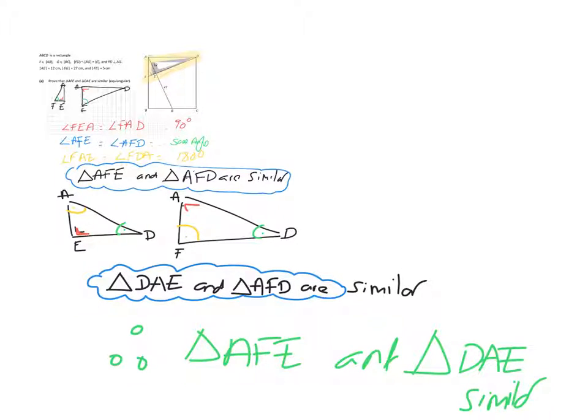In your test, a lot of people started straight into figuring out were these two similar to each other, and they weren't. You couldn't find it that way. So what you needed to do was prove that this triangle was similar to the big triangle, and this triangle was similar to the big triangle, therefore they were similar to each other.